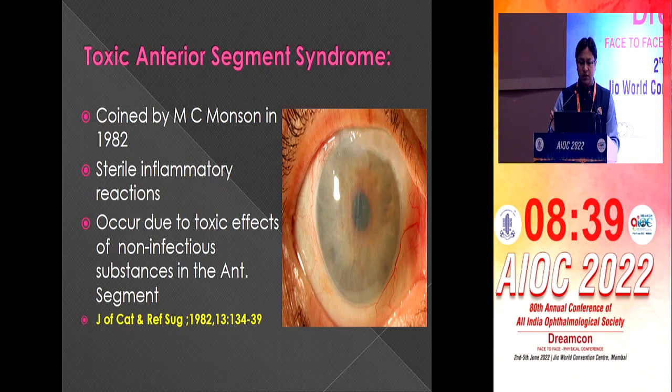Now coming to the TAS. TAS is a term coined by Monson in 1982, and it is a sterile kind of inflammation. It is not truly an inflammation, and we usually see it because of some toxic effects, not of infective etiology.